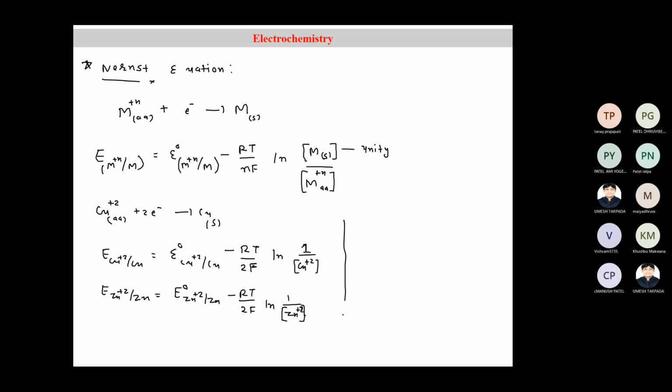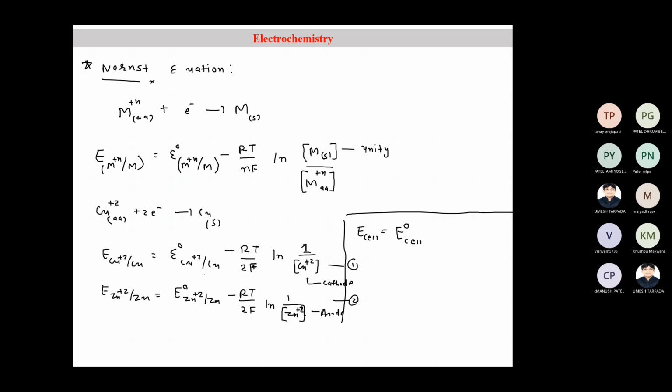So the complete cell reaction can be written this way. E cell is equal to... we want, this is our cathode, and this is anode. So we want total cell potential, which is E cell at cathode minus E cell at anode. So here we can write E standard, that is cathode minus anode, which means equation 1 minus equation 2.